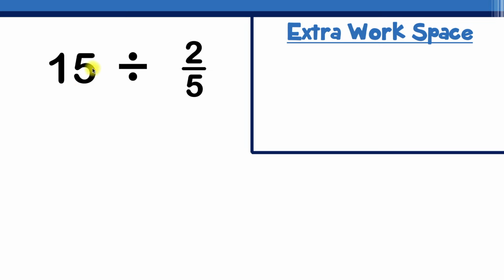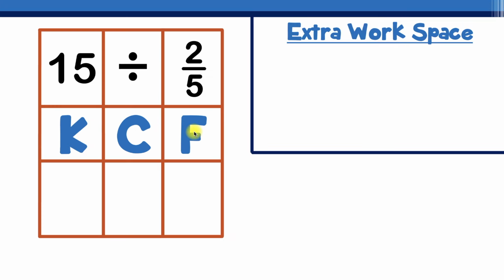Here we have 15 divided by 2 over 5. Because we're dividing and one of the values is a fraction, this means we're going to have to use a process called KCF, which stands for keep, change, flip. So we're going to keep the first value, change division to multiplication, and flip the second fraction so that the bottom becomes the top and the top becomes the bottom.